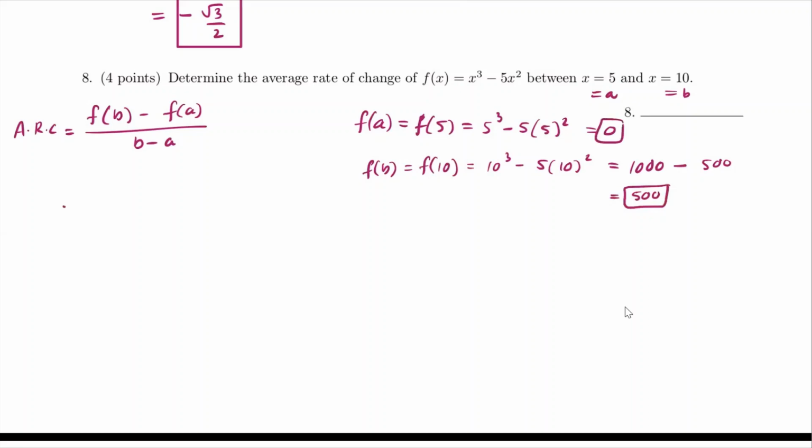Let's plug them in here. So f of b, we got that to be 500. f of a, we got that to be 0. Divided by b, that's 10, minus a, that's 5. All right, so if you simplify this, you will have 500 over 5, and that would give you 100. There you have it. This is our average rate of change.